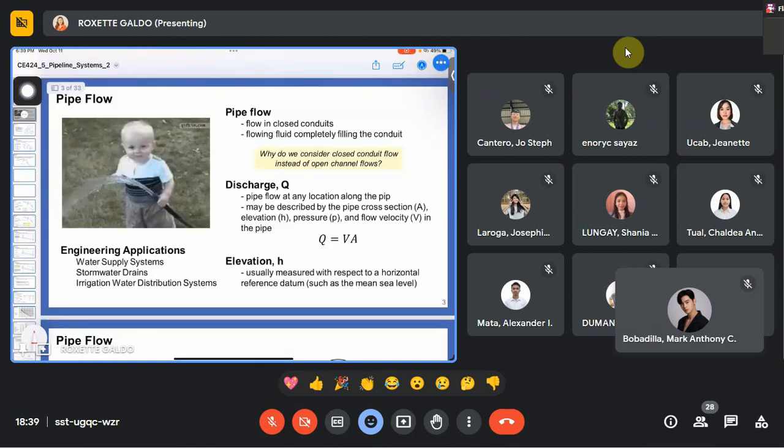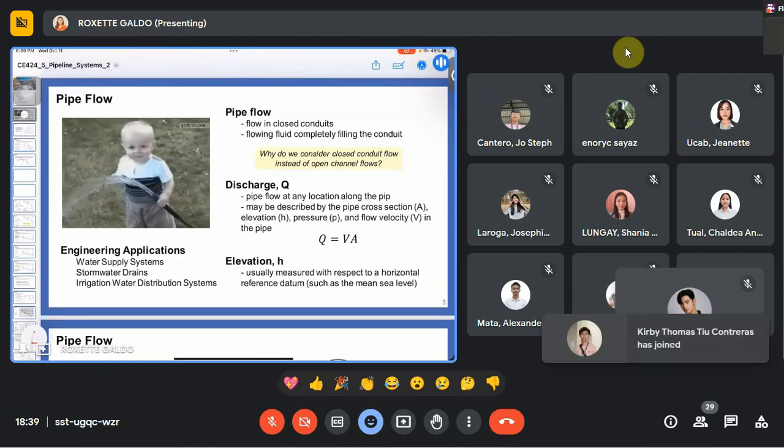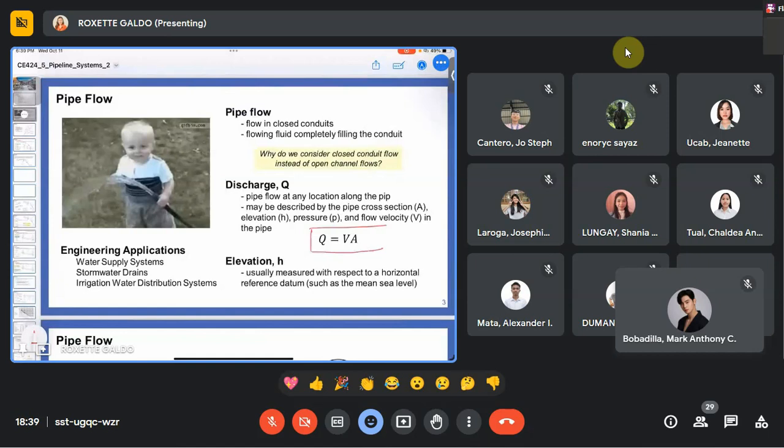So pipe flow means the flow in closed conduits, with the fluid completely filling the conduit. Same as what we have had in the previous discussion, no? Q or discharge Q is equal to VA. This will be very useful later on in the continuity equation. V here is the velocity and A is the area of the pipe perpendicular to the flow.